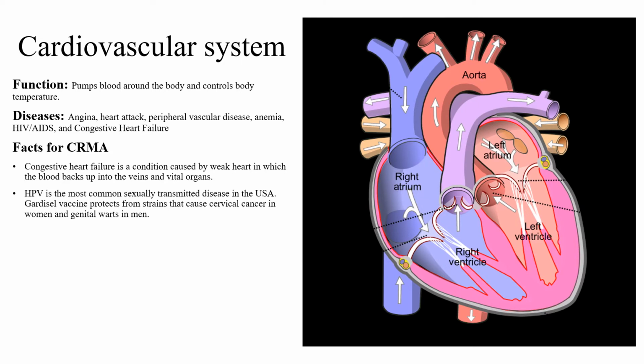Then you have the cardiovascular system. The function of this is it pumps blood around the body and controls body temperature. Diseases: angina, heart attack, vascular disease, anemia, HIV, AIDS, and congestive heart failure. Facts for CRMA. Congestive heart failure is a condition caused by a weak heart in which the blood backs up into the veins and vital organs.